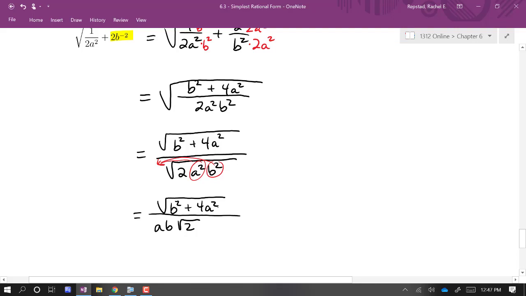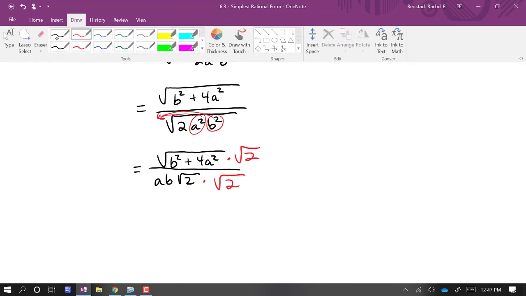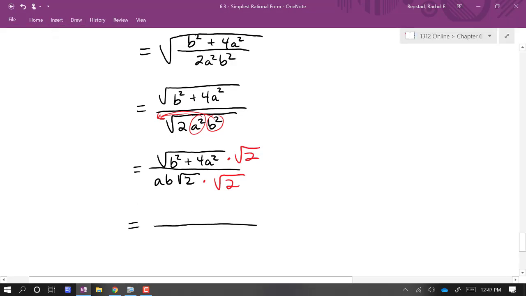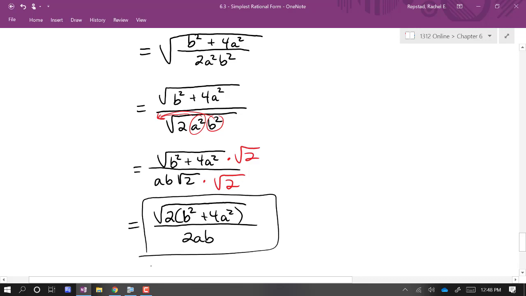And now what I need to do is rationalize, right? I've got that square root of 2 in the bottom. We don't want to leave that there, so we're going to multiply both the top and the bottom by the square root of 2. So in the bottom, now what I have is 2ab. Up top, I'm multiplying two square roots, so I can combine them under a single radical, which I'm going to do. I've got 2 times b squared plus 4a squared. You could choose to distribute the 2 through the parentheses or not. I'm going to leave that as it is. And there we are.